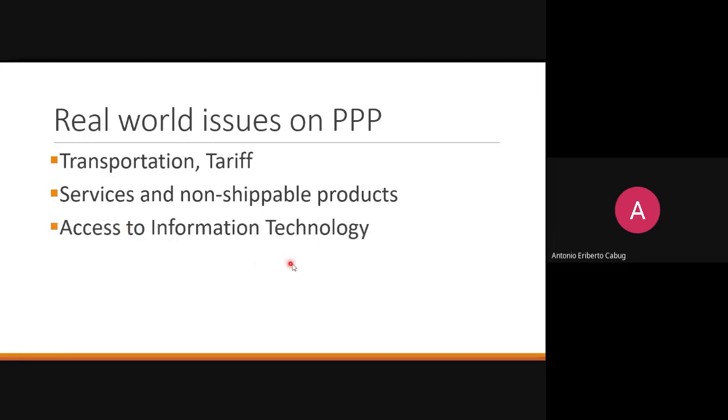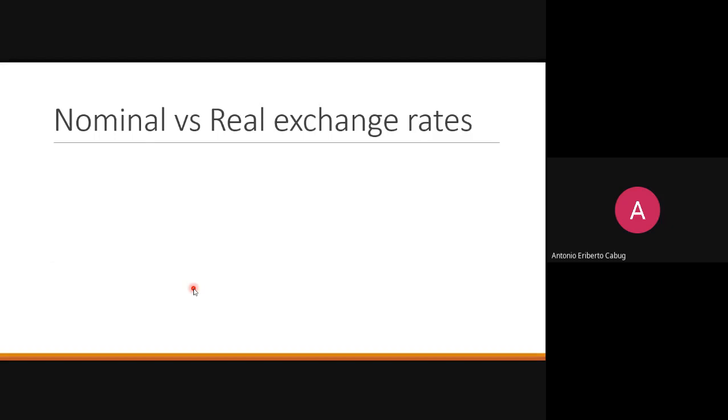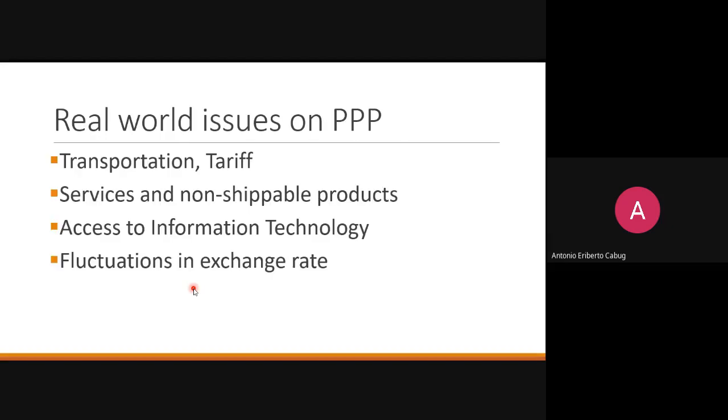Access to information technology. Some societies have no idea what the market price is because they have no access to information. Fluctuations in the exchange rate. These are also real world issues on the PPP. They make it more difficult to maintain a stable price.